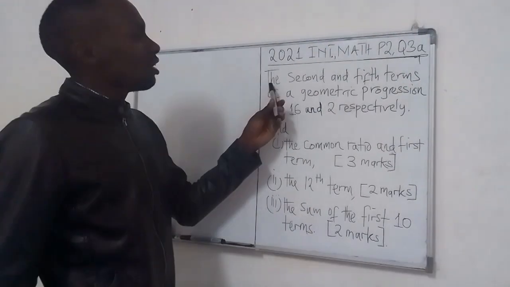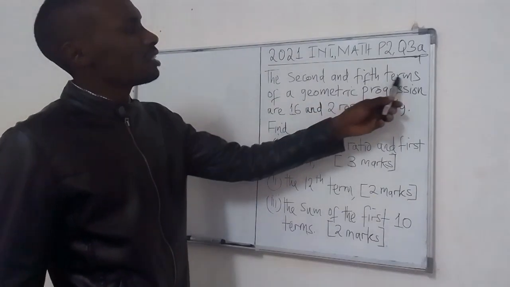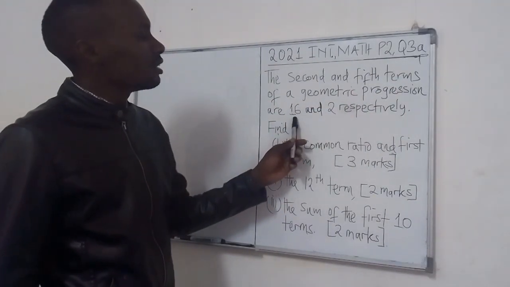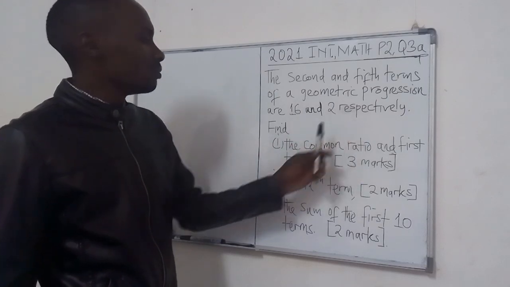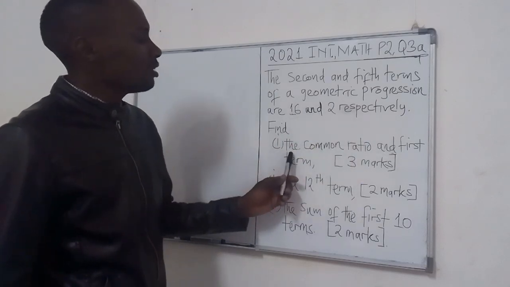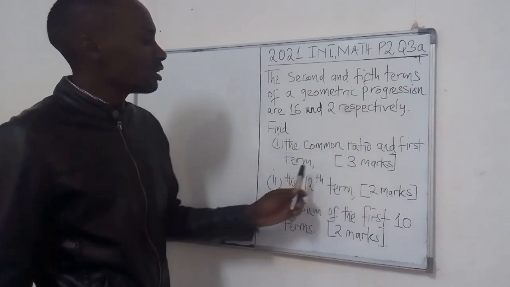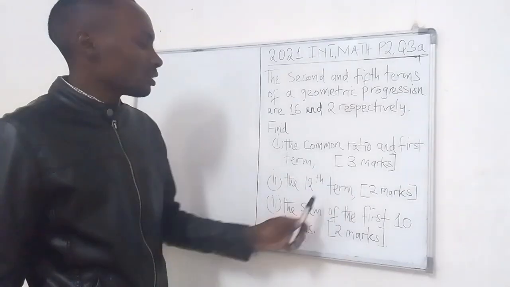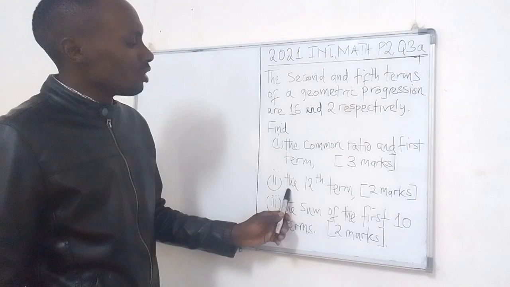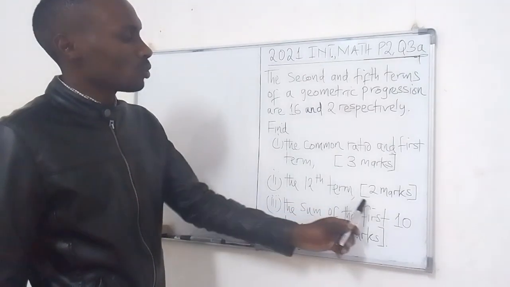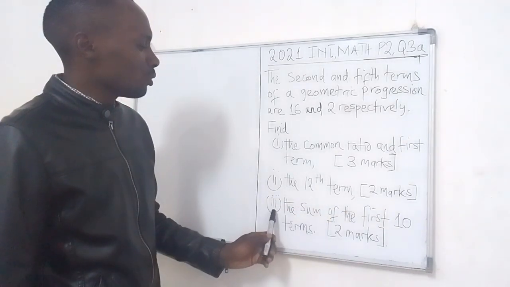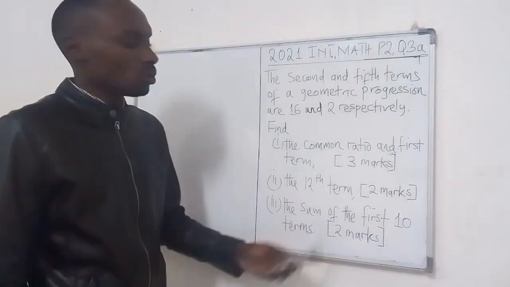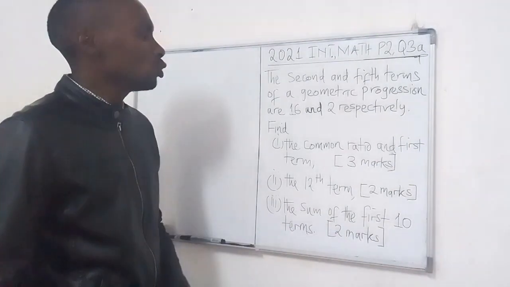It reads, the second and fifth terms of a geometric progression are 16 and 2 respectively. Find Roman numeral 1, the common ratio and the first term. This part has 3 marks. Then Roman numeral 2, the 12th term. This part has 2 marks. Then Roman numeral 3, the sum of the first 10 terms. This part has 2 marks.